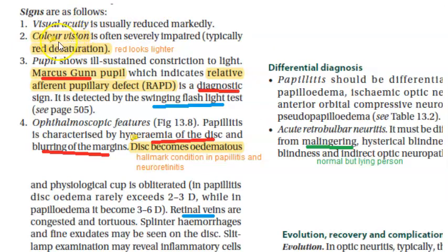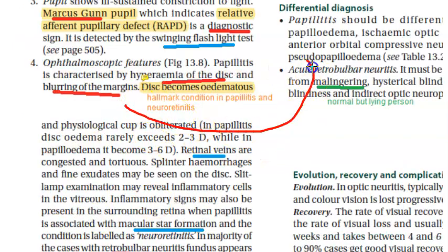Visual acuity is markedly reduced. Color vision is severely impaired. Red looks lighter. Marcus Gunn pupil. So Marcus Gunn pupil, where did you see it? Optic neuritis, optic atrophy, retinal detachment, severe retinal detachment, etc. Guys, are you paying attention? Very important, you should write this.